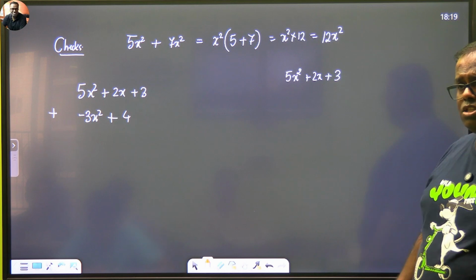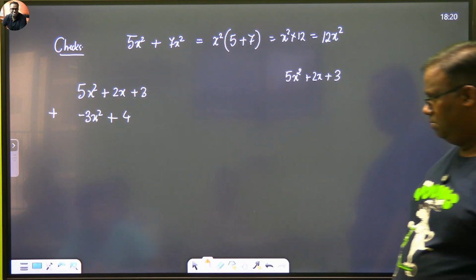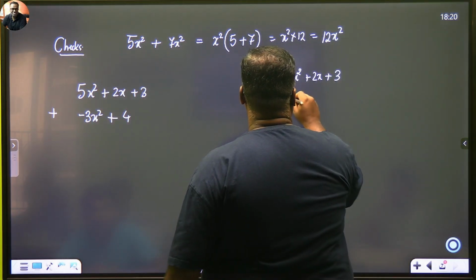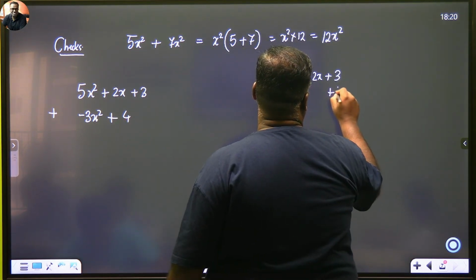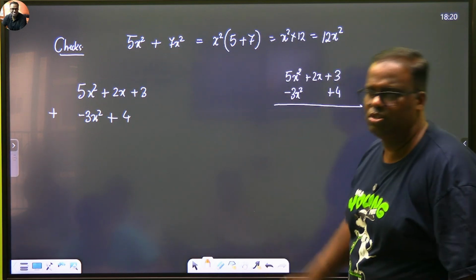But in this case, make sure that the x squared sits under the x squared, the x sits under the x. That means this is an x squared, this is an x squared, so they sit together. And this is the x, and x sits here. You don't have any term out here. You can put a 0, or if you don't put it also, it's fine.